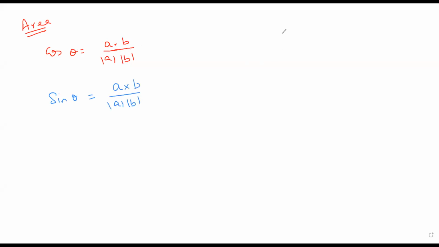Okay? So in this way, for example, if this is your theta over here, this is your vector a, and this is your vector b, and you perform the cross product, you're finding this a cross b. That is equal to the magnitude of a into the magnitude of b into the sine of the angle between them.